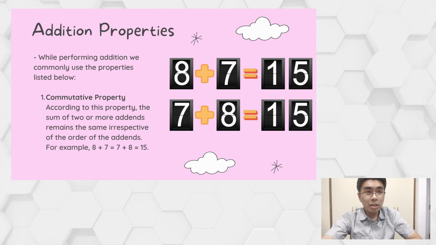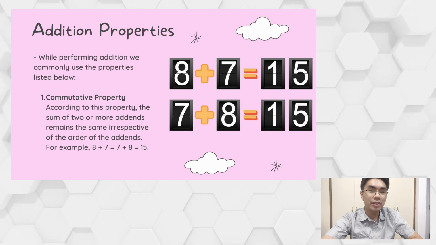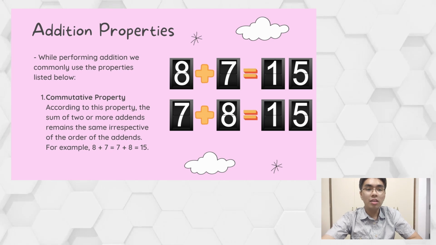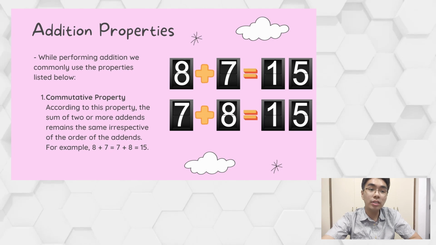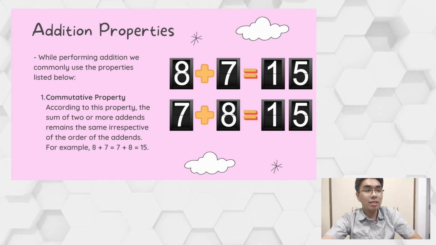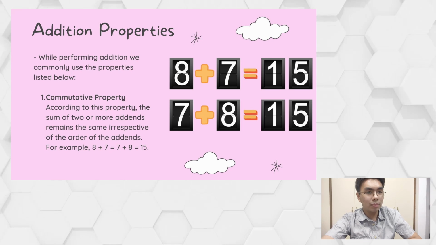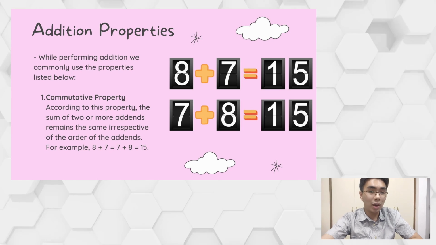For the addition properties, we have three. The first one is the commutative property. According to this property, the sum of two or more addends remains the same irrespective of the order of the addends. Here is the example. 8 plus 7 is equal to 15 and 7 plus 8 equals 15 as well.